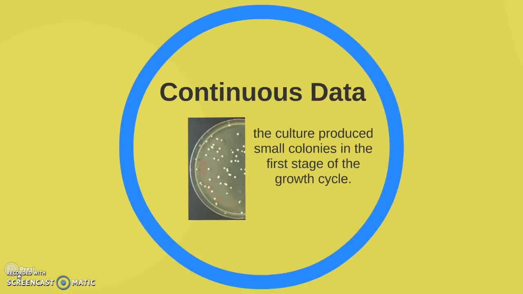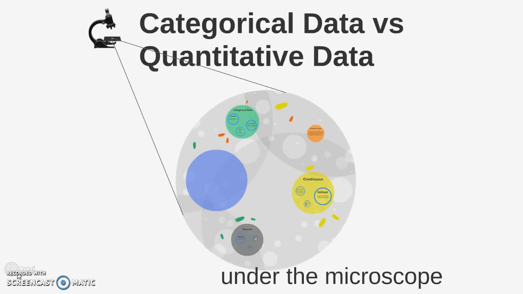As you'll see below, the culture produced small colonies within the first stage of the growth cycle and would continue to grow until someone in the lab manipulated it, therefore continuously changing. And that is categorical data versus quantitative data under the microscope.